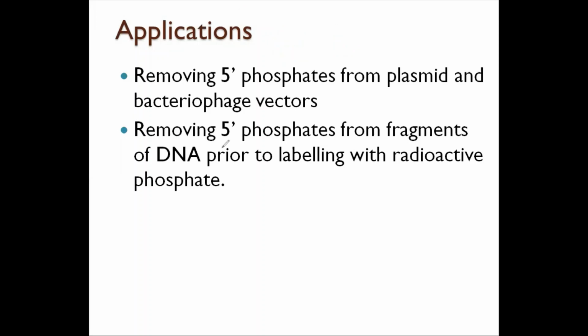Another reason we use it is that it removes the 5' phosphate so that we can label it with radioactive phosphate. The polynucleotide kinase, which we are going to learn ahead, is used for phosphorylating. If you remove the phosphate, only then can you add a radioactive phosphate to it. That's the reason we are using alkaline phosphatase here.